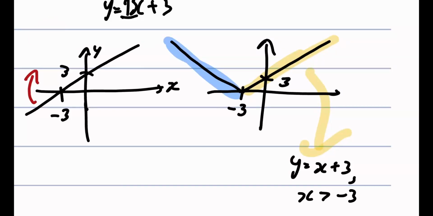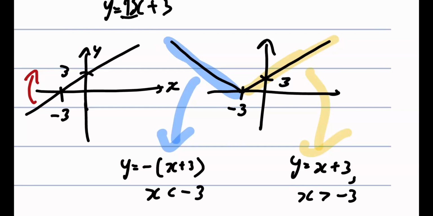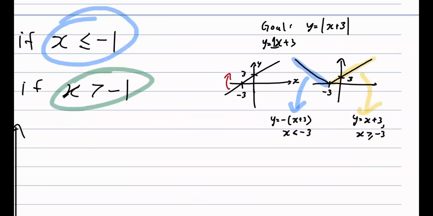So for this left half, I get y equals negative bracket x plus 3 for x less than -3. When x equals -3 itself, both equations give 0, so it doesn't matter, just put an equal sign on one of them. So how do you present this blue color and yellow color in neat notation? Here's how you do it.